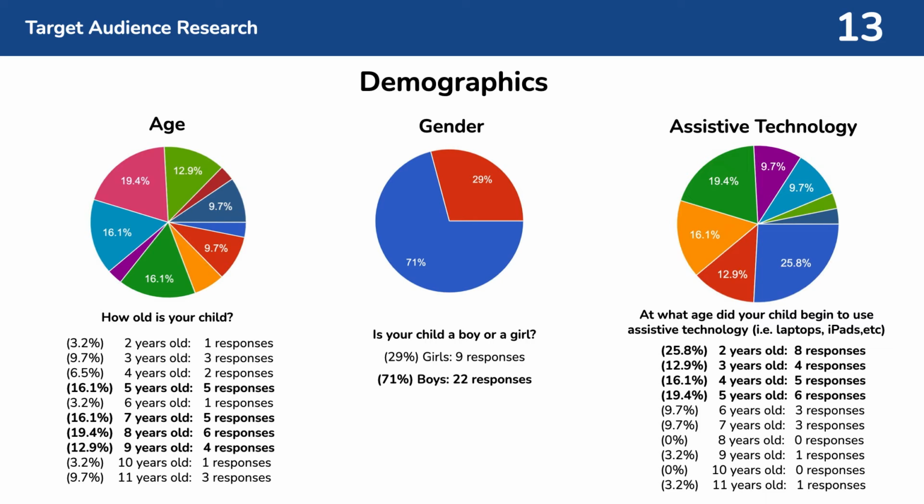I got a wide variety of responses in the demographics. Most of the kids were 5 to 9 years old. Most kids were boys, and a lot of kids started using assistive technology like laptops and iPads at a young age.